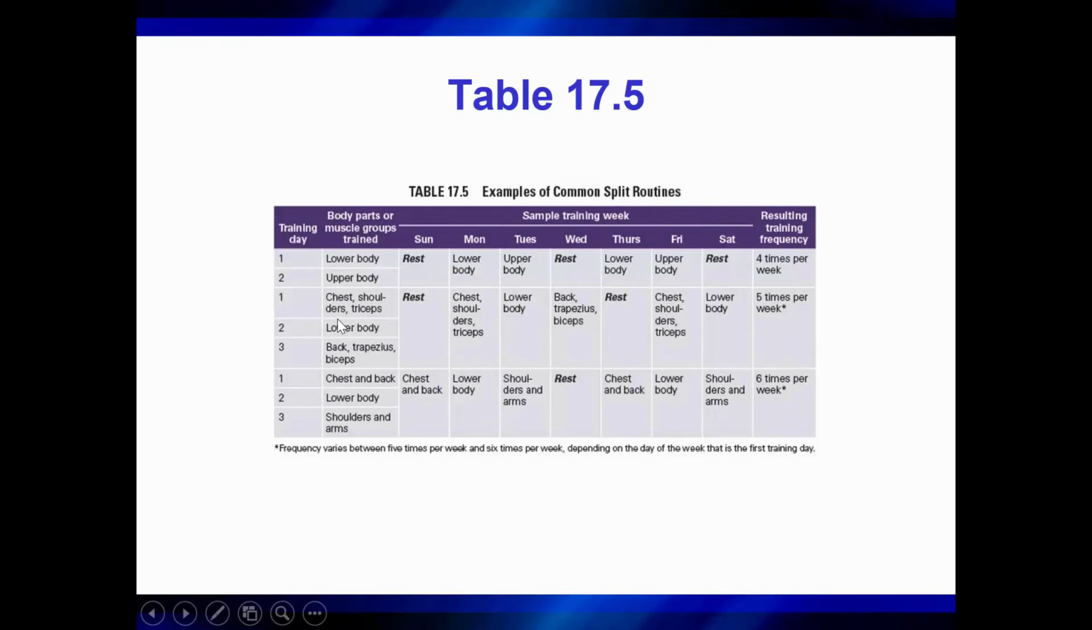We look at another split, another common split was the chest, shoulders, and triceps, back, traps, and biceps, and lower body. And we see how Sunday is rest, Monday is chest, shoulders, triceps, Tuesday is lower, Wednesday's back, biceps, and traps, Thursday's rest, Friday's chest, shoulders, and triceps, Saturday is lower body, and then rest and repeat. And then we've got just another split below, chest and back, day 1, lower body, day 2, shoulders and arms, day 3, rest, and repeat. You get a 6 time per week session.